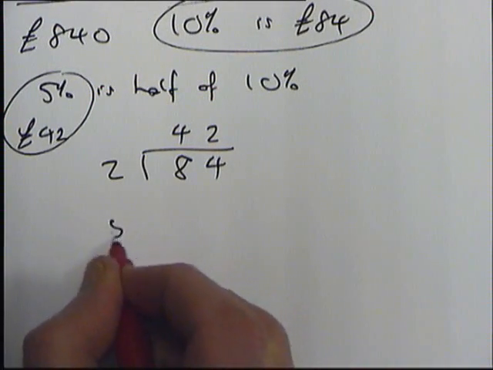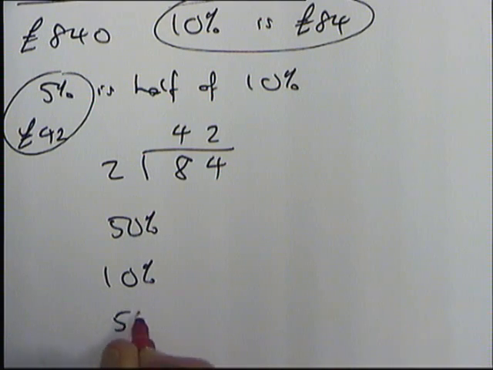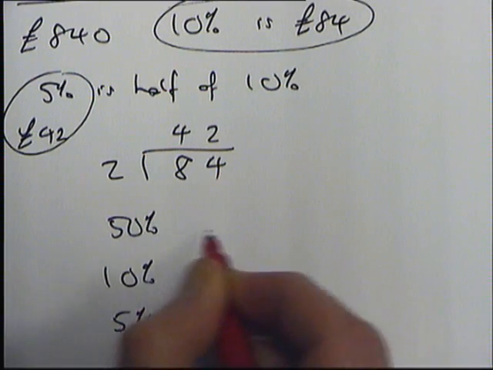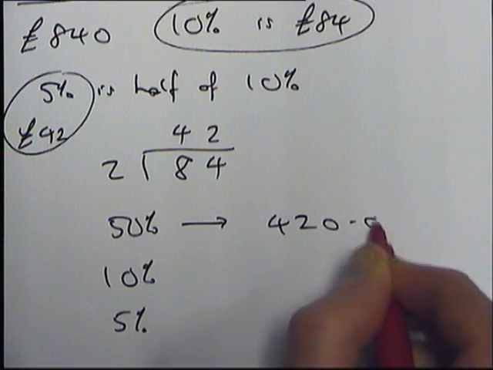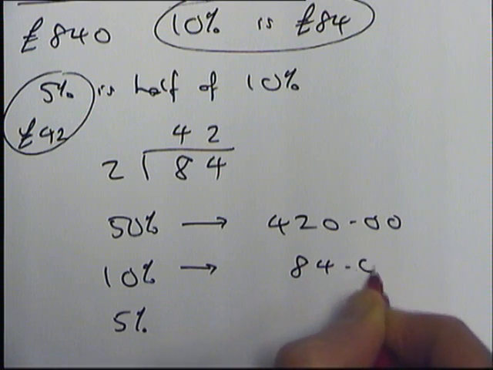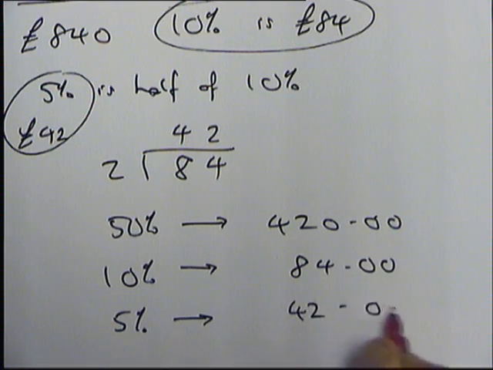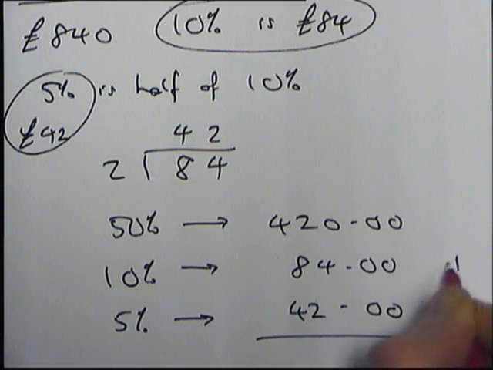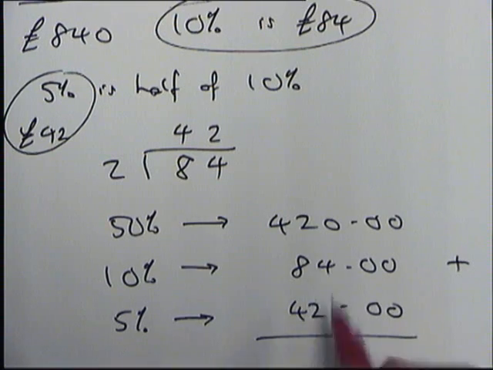So let's do that down here. I need my 50% number, my 10% number and my 5% number. My 50% number was £420. My 10% number was £84. My 5% number was £42. So I'm now going to add those together. Well, there's no pence, that's nice and easy.